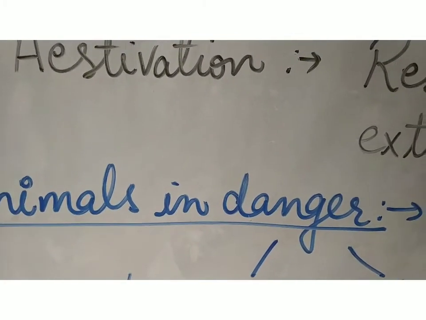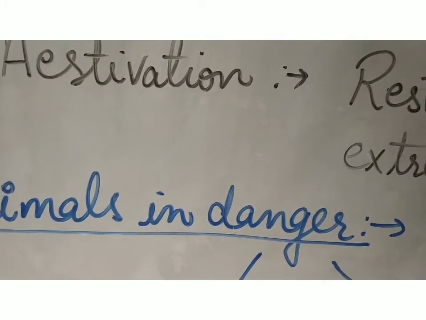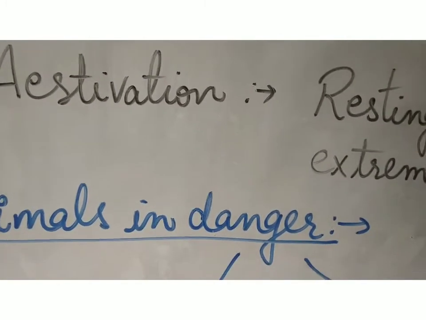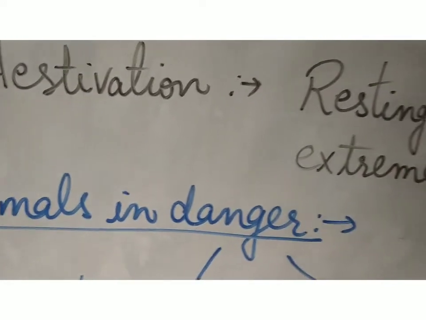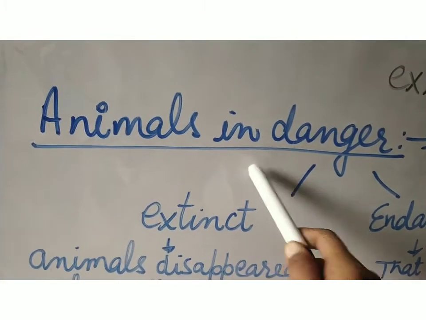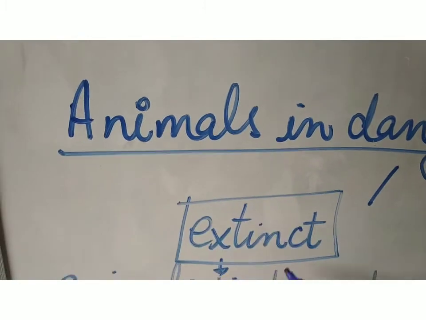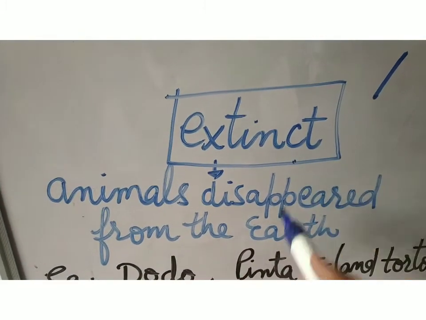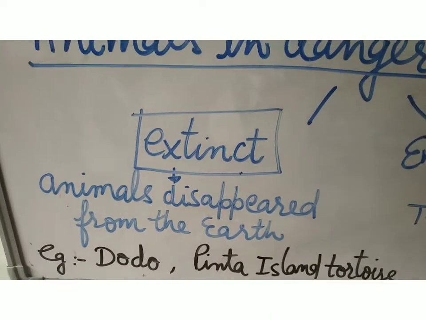Okay. Now, you know, animals are in danger because forests, rivers and oceans are the natural homes of many animals, and we are actually destroying these homes. So due to our human activities, some animals have disappeared from the earth. The animals that have disappeared from the earth come into the category of extinct animals, such as the dodo and the Pinta Island tortoise.